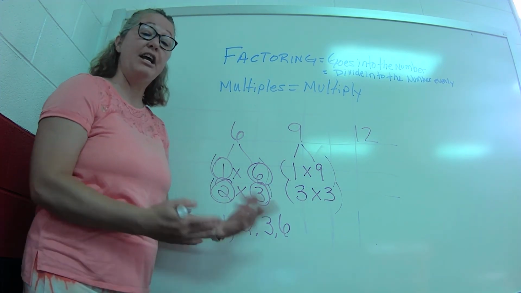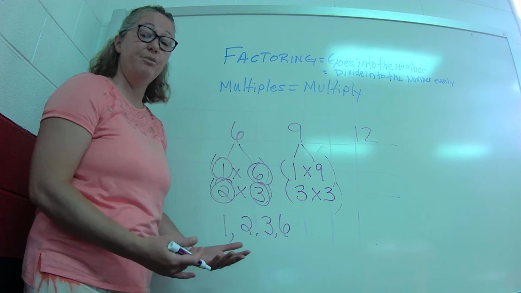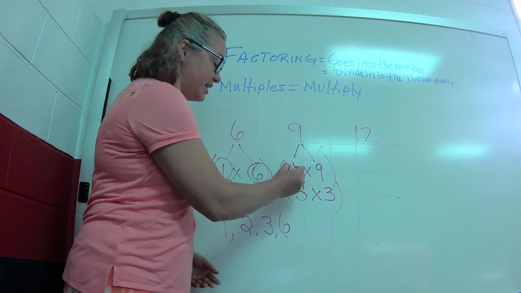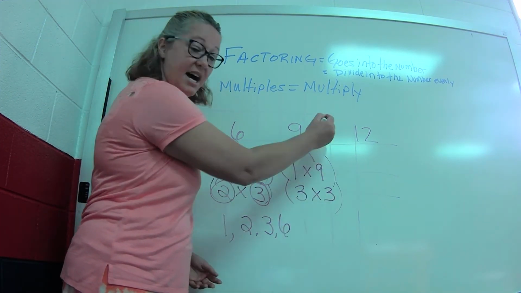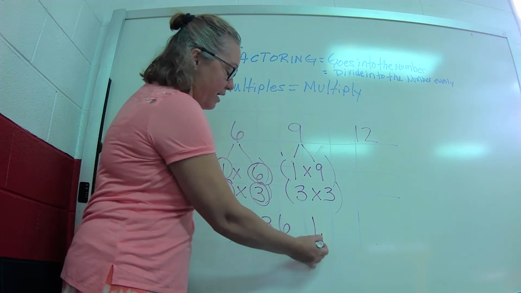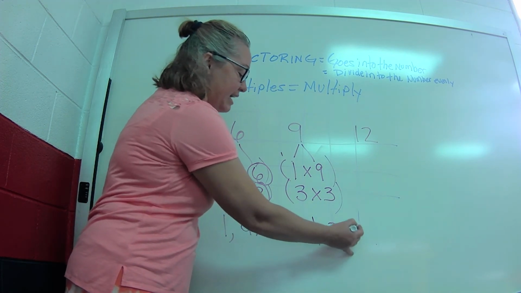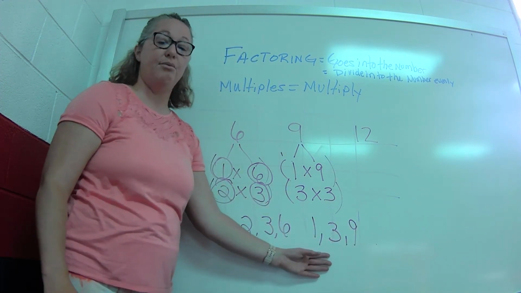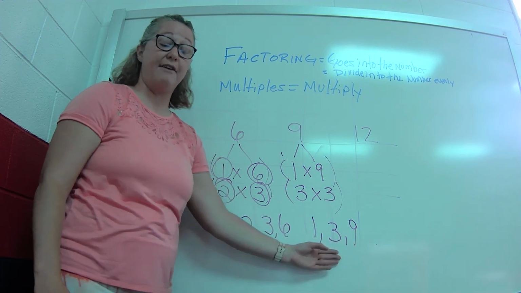Now we write our individual factors in numerical order. And notice it's going to go down and then up. All right? So we have 1, 3, and 9. Notice I did not need to write 3 and 3. We already have 3. It's the same.